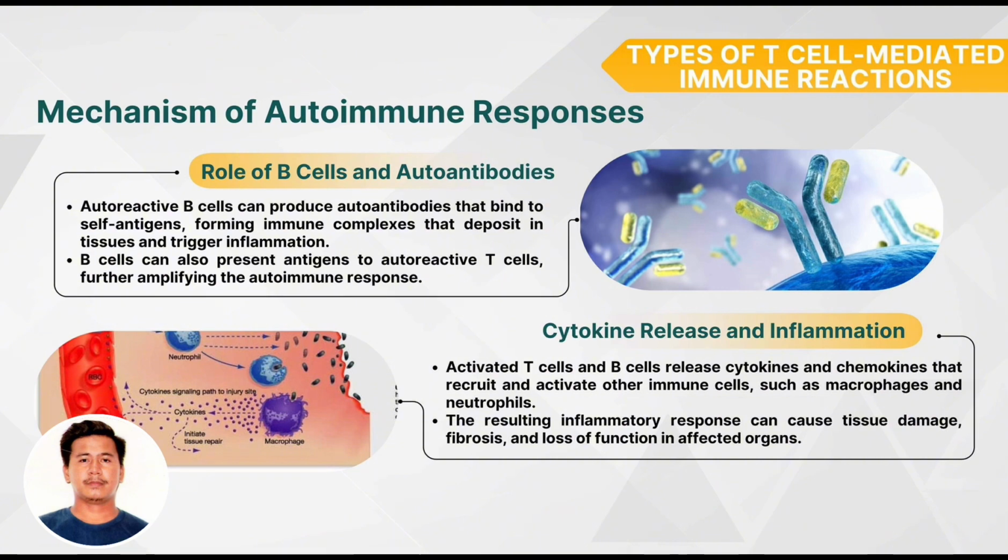Lastly, cytokine release and inflammation. Activated T cells and B cells release cytokines and chemokines that recruit and activate other immune cells, such as macrophages and neutrophils. The resulting inflammatory response can cause tissue damage like fibrosis and loss of function in affected organs.